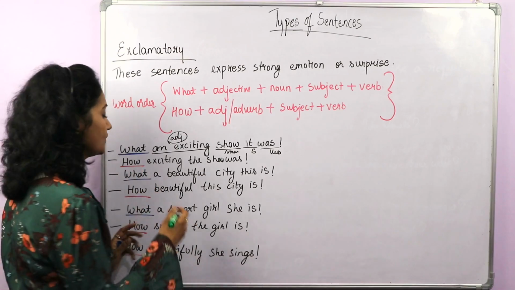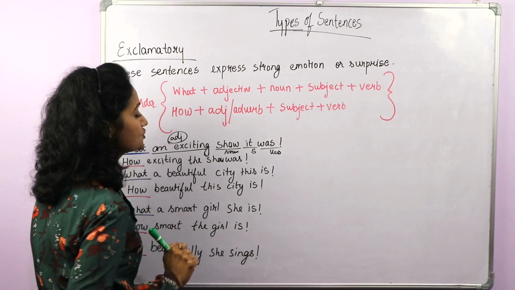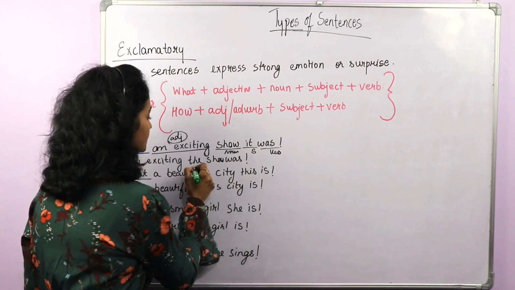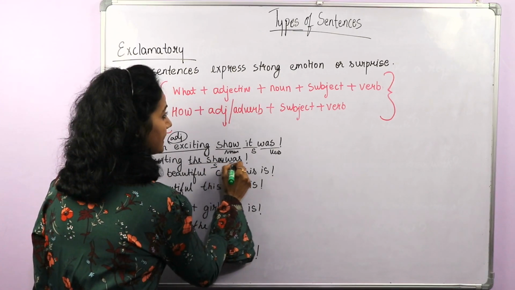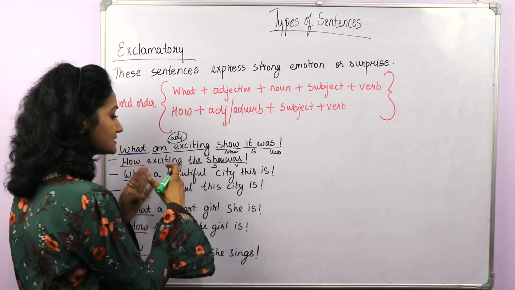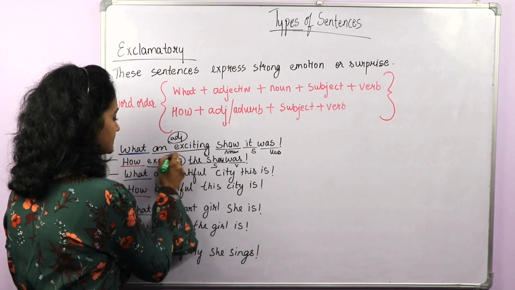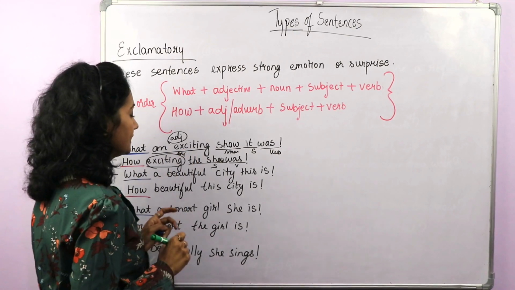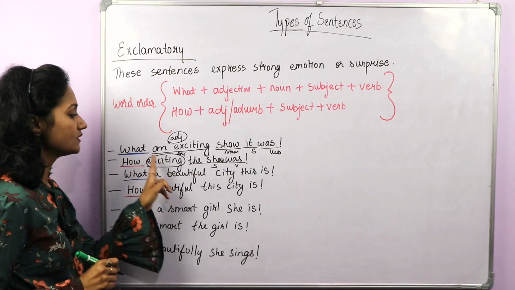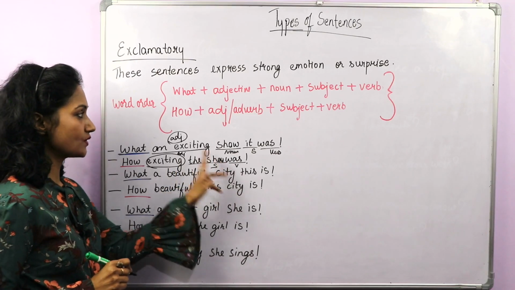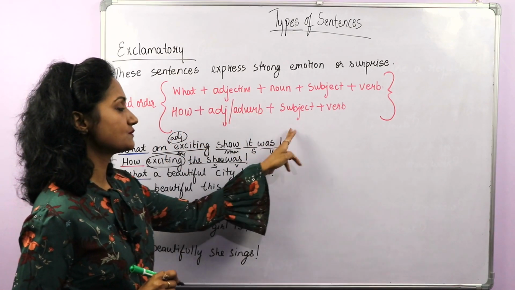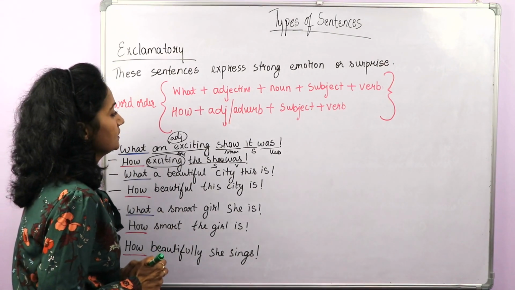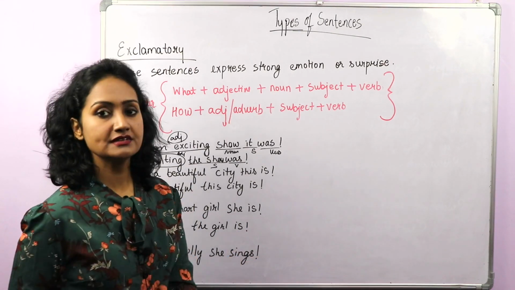When you use how: exciting the show was. So here again we are talking about the show. So the show is the subject and then we have the verb. The word exciting is describing the show, so this is an adjective, okay, and how. So how exciting the show was. How, adjective, subject and verb. All right, so this is the correct formation of the sentence.